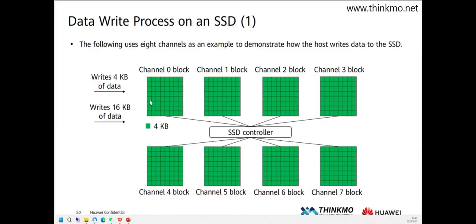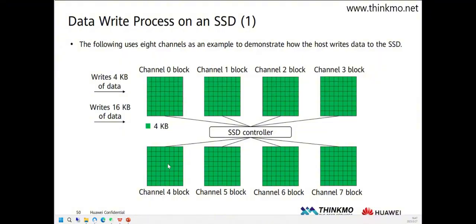And then, this is the case for 4 KB, so let's change it to 16 KB. If we write 16 KB this time, how do we write it? It will be, for example, from 1 to 4. Each of the 4 blocks will have 4 KB of data written. 4 times 4 equals 16 KB. Each one gets 4 KB. This is equivalent to placing a small compartment on different shelves in different warehouses, each with 4 KB of content.